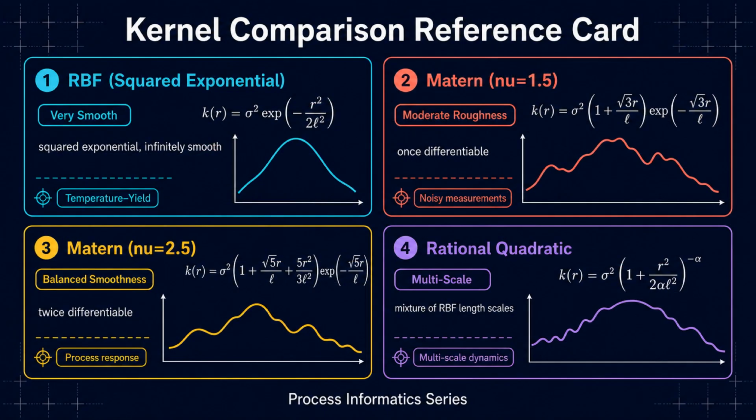The kernel function determines the smoothness and character of our predictions. The RBF, or squared exponential kernel, produces infinitely smooth curves, ideal for temperature-yield relationships. The Matern kernel with nu equal to 1.5 is once differentiable, providing moderate roughness that's robust to noise. Matern with nu equal to 2.5 offers balanced smoothness. The rational quadratic kernel handles multi-scale phenomena by mixing RBF kernels of different length scales. Choosing the right kernel for your data is crucial for accurate modeling.